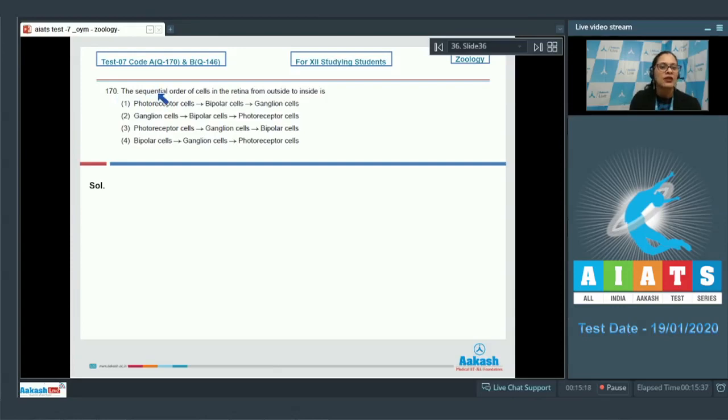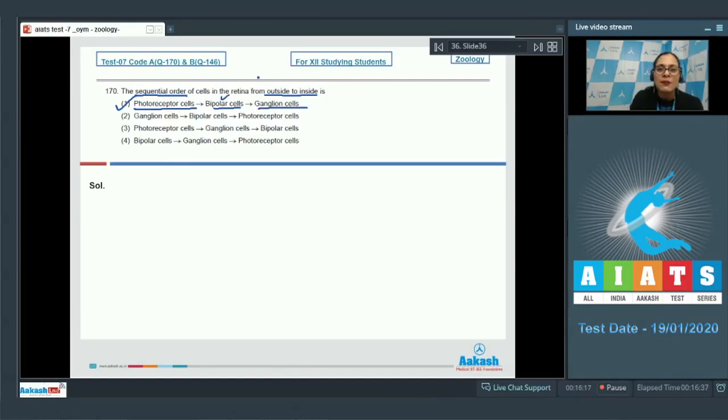Question number 170. The sequential order of cells in the retina from outside to inside is, and the options given are photoreceptor cells followed by bipolar cells and then ganglion cells. Next option is ganglion cells to bipolar cells to photoreceptor cells. Third option is photoreceptor cells to ganglion cells to bipolar cells, and the last option is bipolar cells to ganglion cells to photoreceptor cells. And the correct sequential order of cells from outside to inside in retina is option number 1, photoreceptor cells to bipolar cells to ganglion cells.